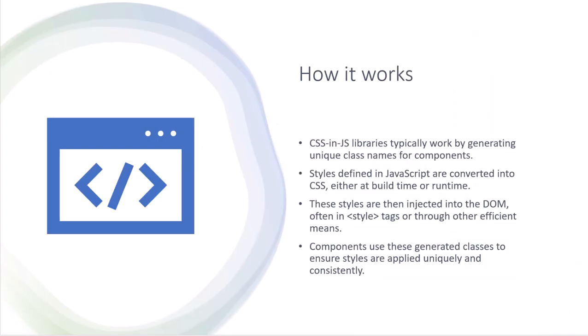So how it works. CSS in JS libraries typically work by generating unique class names for components. And styles defined in JavaScript are converted into CSS either at build time or runtime. So when you write your styles in JavaScript, it's converted to CSS. And these styles are then injected into the DOM, often in style tags or through other efficient means. And components use these generated classes to ensure styles are applied uniquely and consistently.